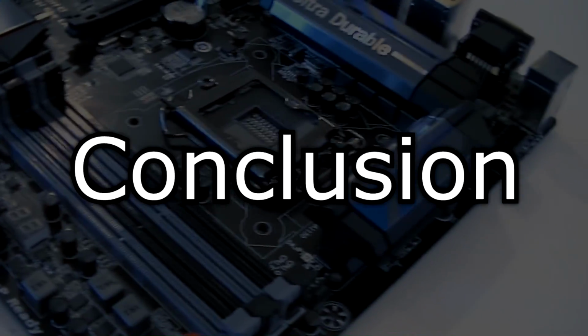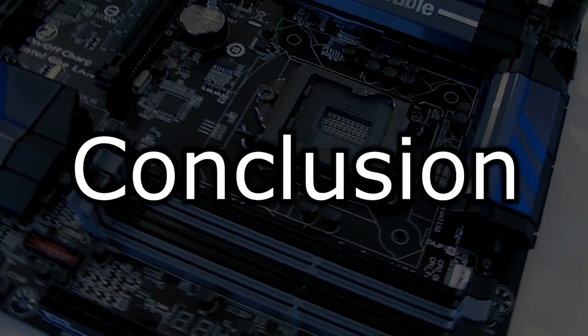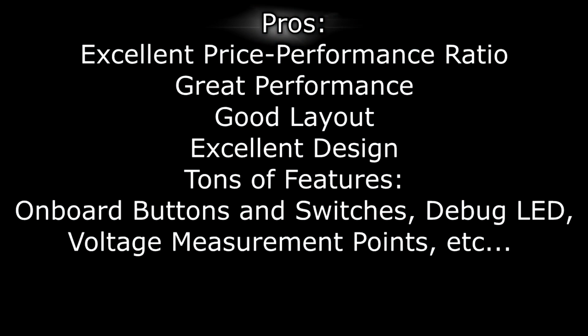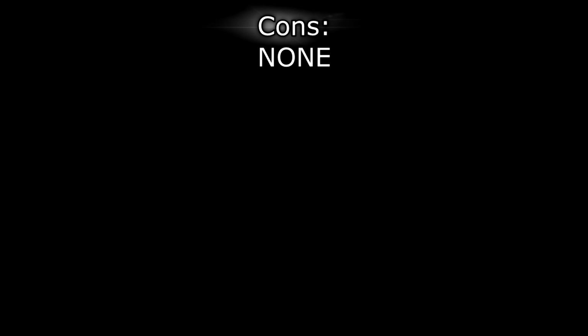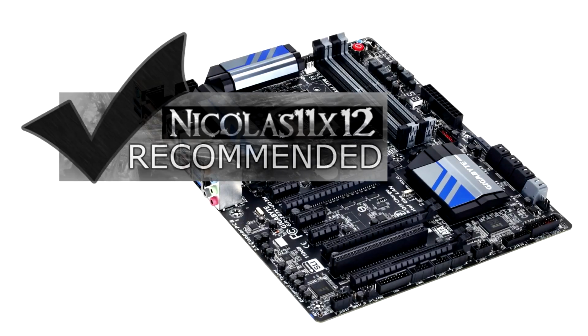For extreme overclockers, however, that decide to cool their CPU down with liquid nitrogen, for example, the 8 phases will not be enough for these extreme high clock speeds. Pros are excellent price performance ratio, great performance, good layout, excellent design. This motherboard also comes with tons of features such as onboard buttons and switches, a debug LED, voltage measurement points, and so on. I have absolutely nothing to complain about here, and therefore the GIGABYTE GA-Z87X-UD3H motherboard really deserves a 10 out of 10, and I would definitely recommend it.